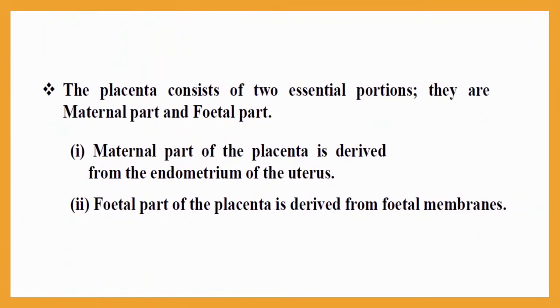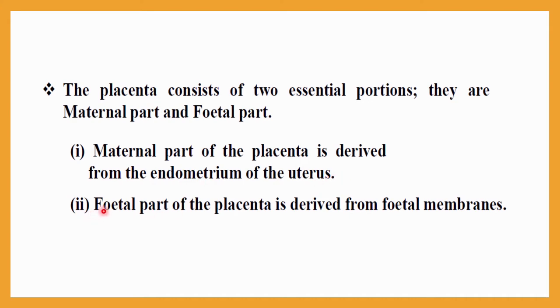So let me see how the placenta will be formed and what is the role of a placenta. First of all, the placenta consists of two essential portions. Be very clear. The placenta is made up of the maternal part and the fetal part. The placenta is a junction between mother and fetus, and that's why some part will be maternal and some part will be fetal. The maternal part of the placenta is derived from the endometrium of the uterus. Be very clear which part of the mother is participating in the formation of the placenta.